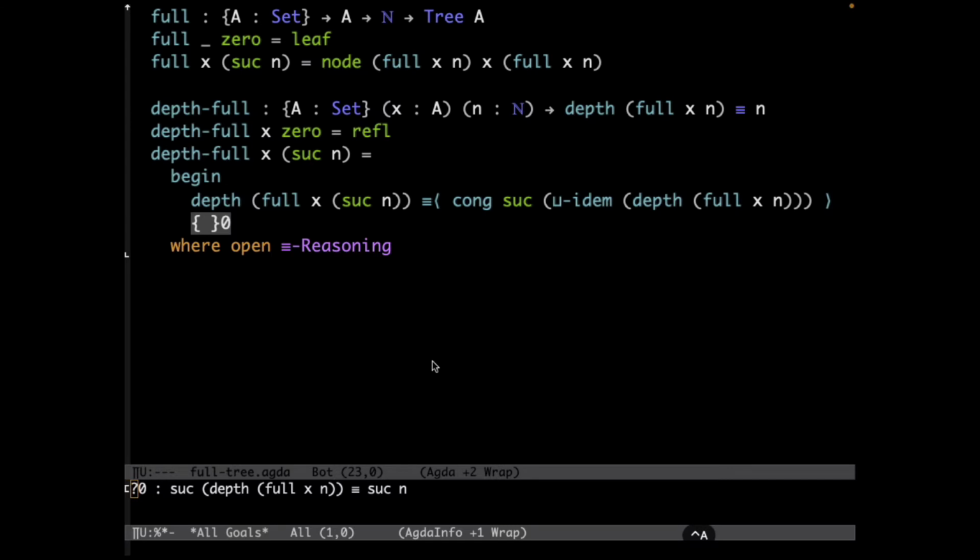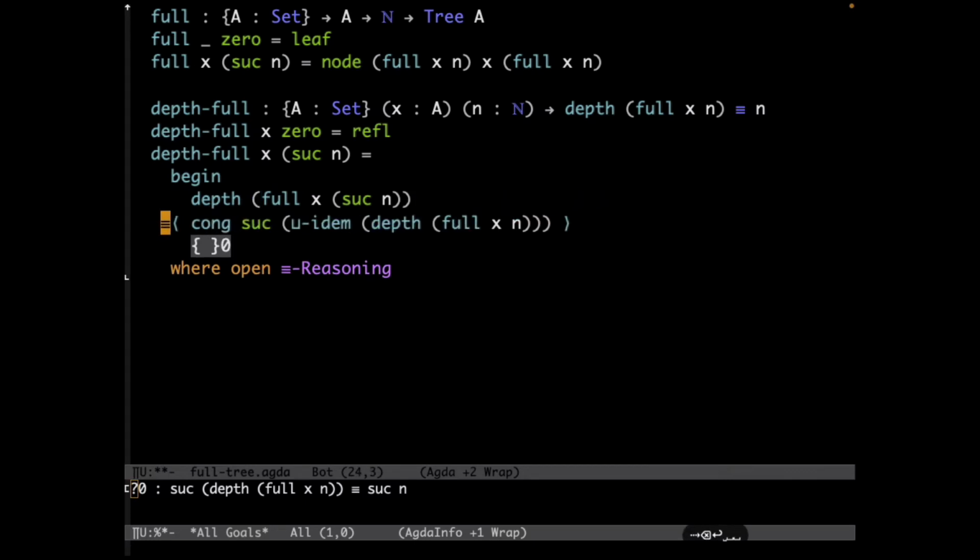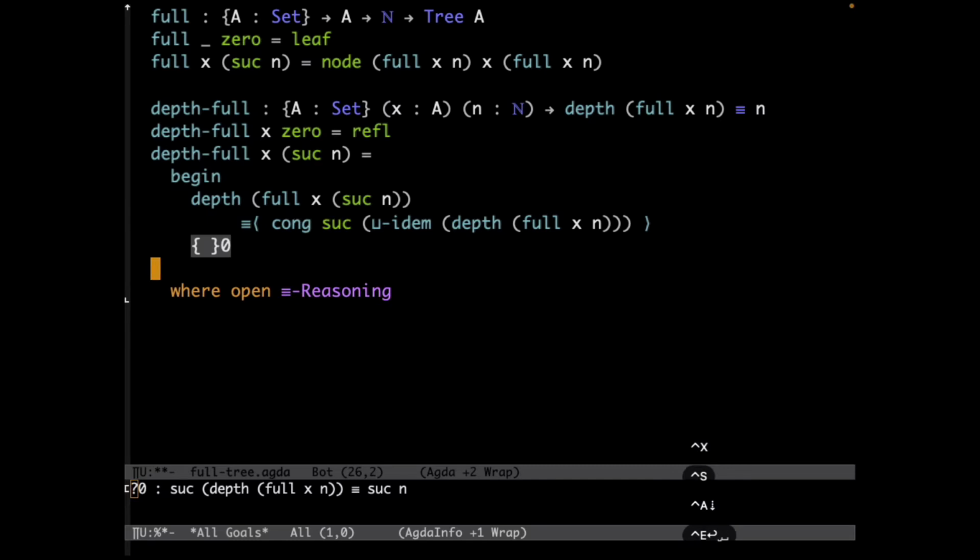So I now made one step of reasoning. Usually people format these equalities in two ways. Either they write the term, then the reason, and keep the term and the reason here, or if they're running out of space, sometimes they do it like this. And then the next equal sign would go here.